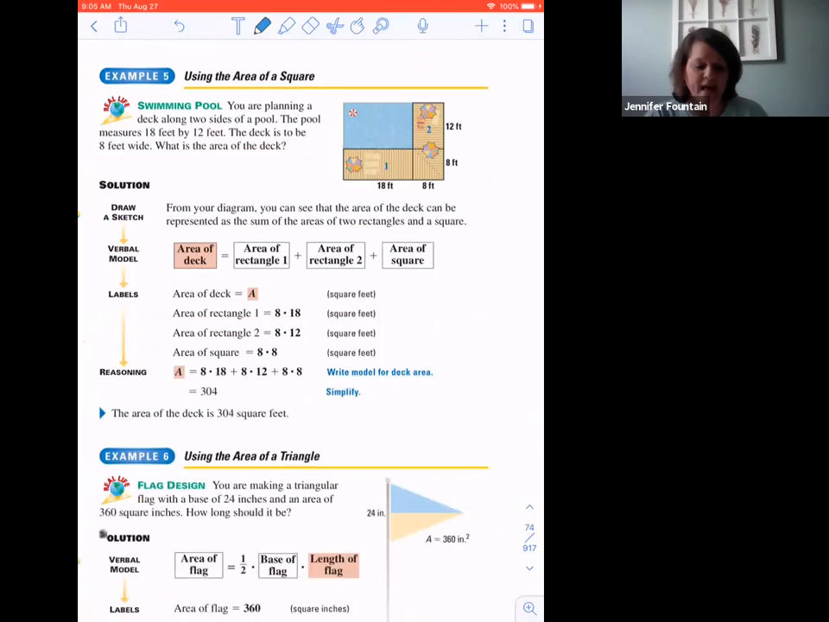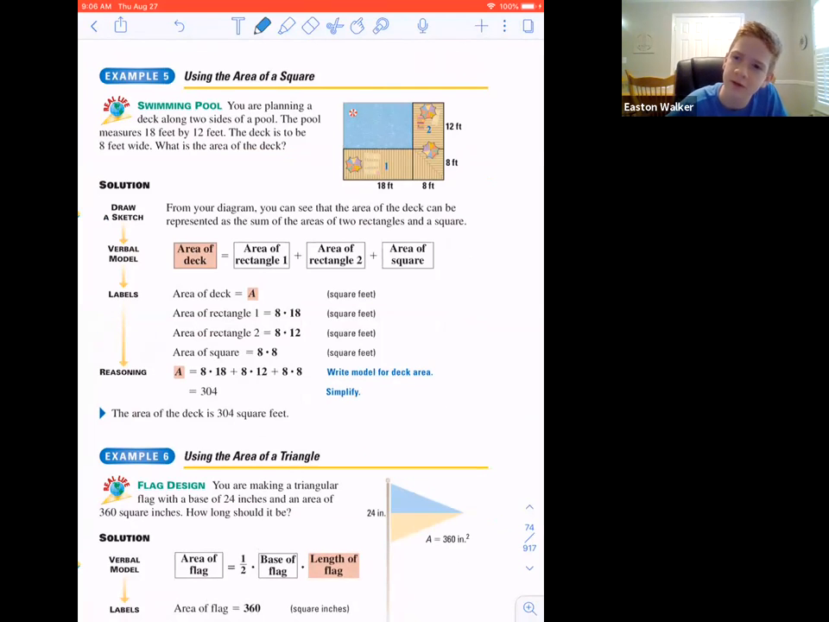Let's look at example 5, using the area of a square. You've got a swimming pool, and it says you are planning a deck along 2 sides of a pool. The pool measures 18 feet by 12 feet. The deck is to be 8 feet wide. What is the area of the deck? Yay, we are already in the same measurements, so we don't have to stress about that, okay?